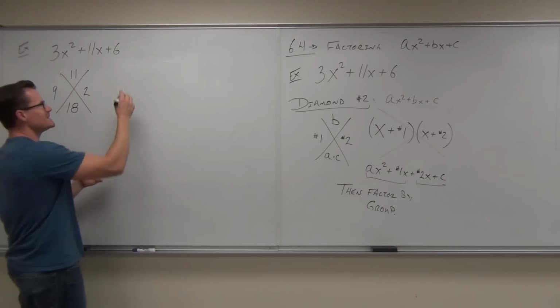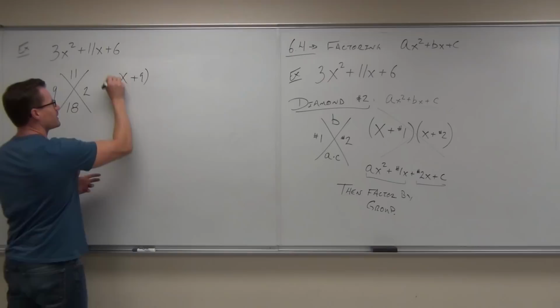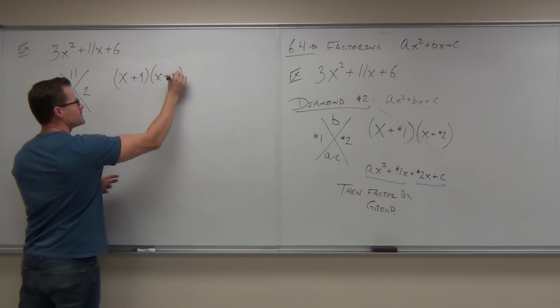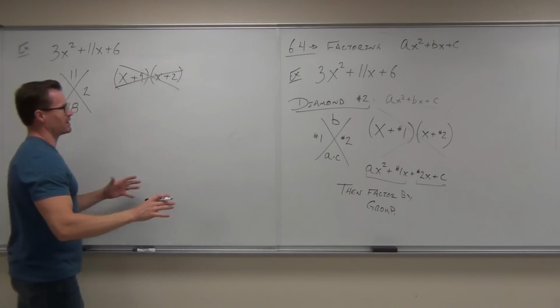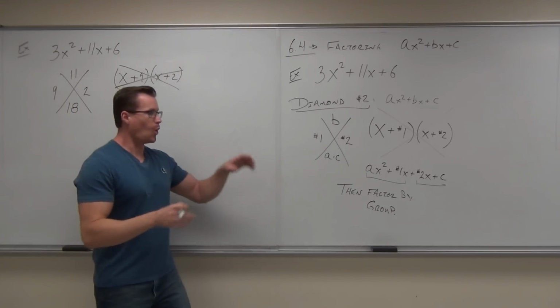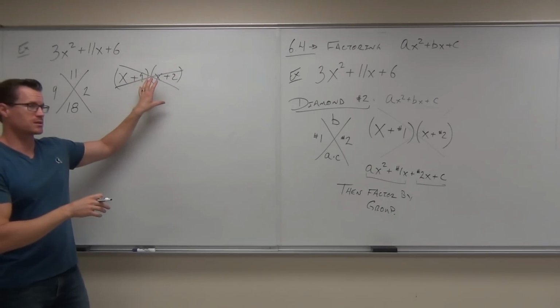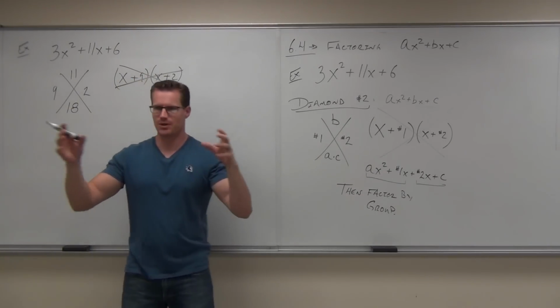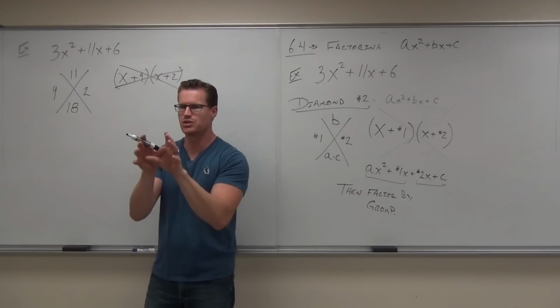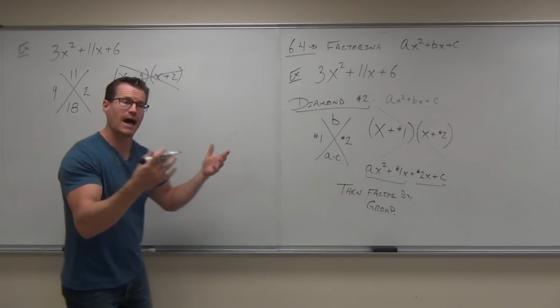Would it be a good idea if I did x plus 9 and x plus 2? No, because it wouldn't give you the right answer. This makes me sad. Don't do that. You only do this if A is what? 1. If A is not 1, now we go through the grouping. Remember, even if you forget about the shortcut, you can still solve the problem by doing the grouping. And that's what you have to do here.